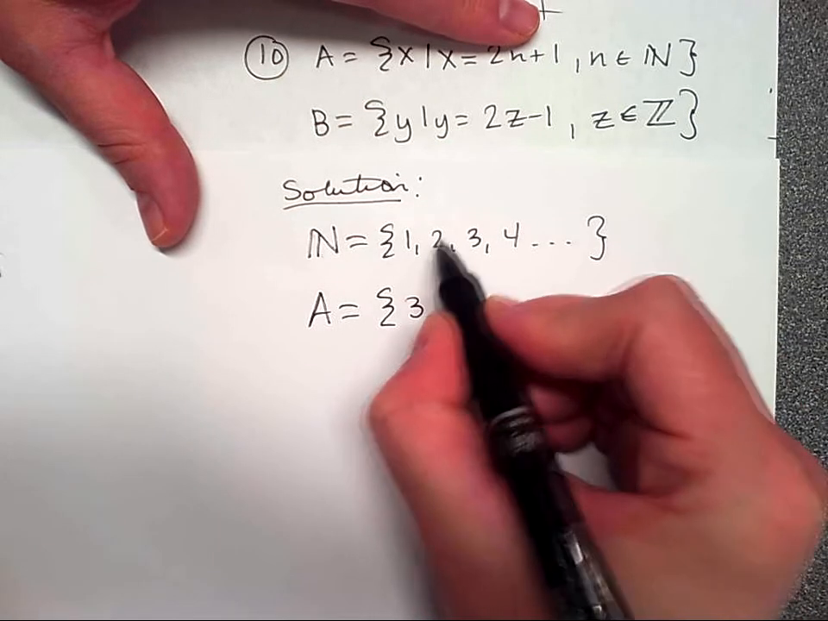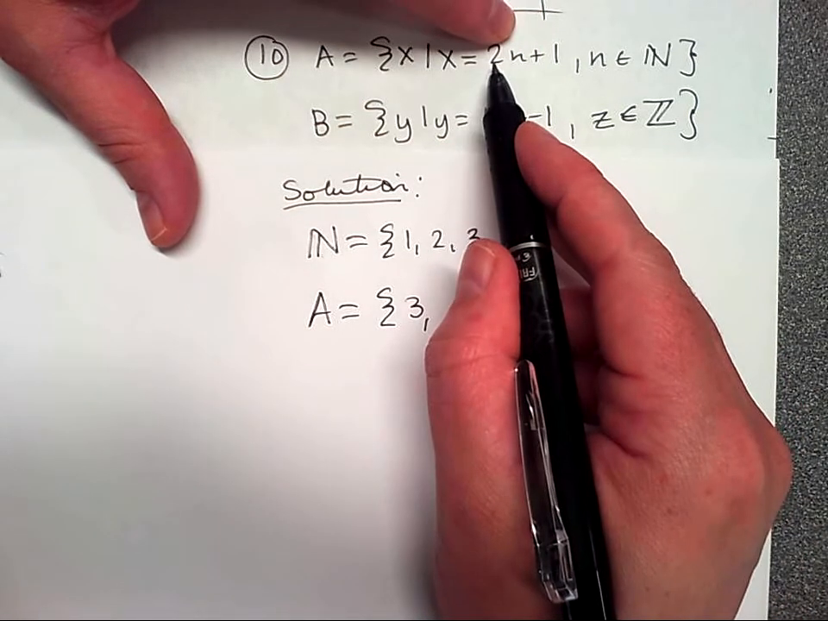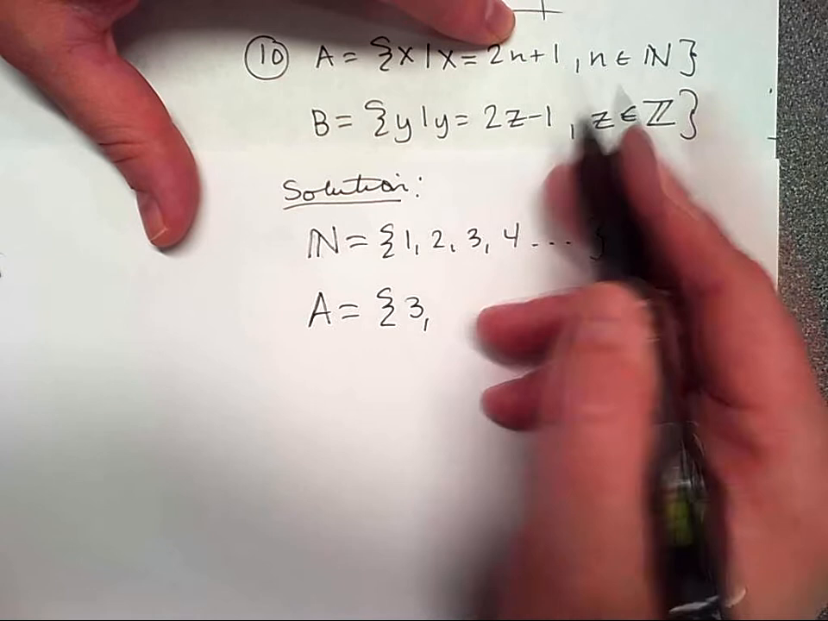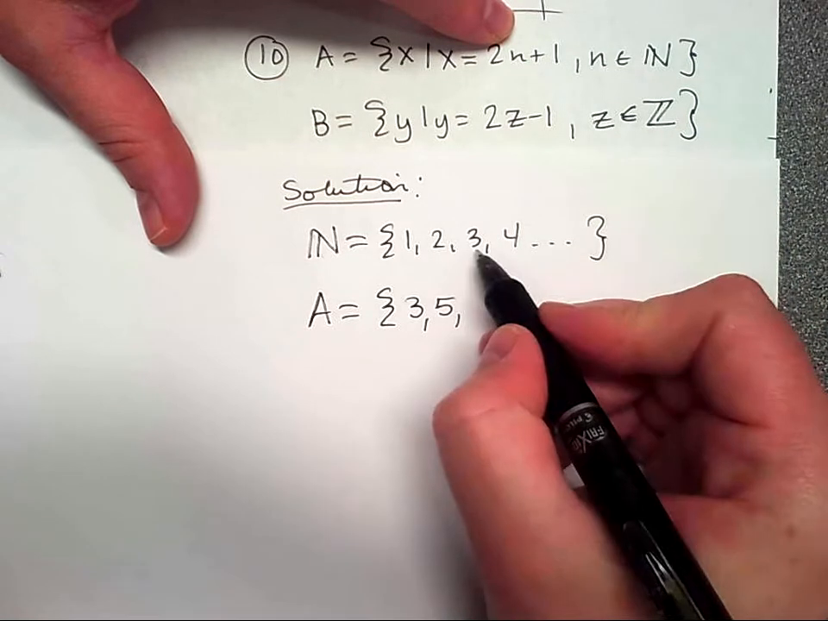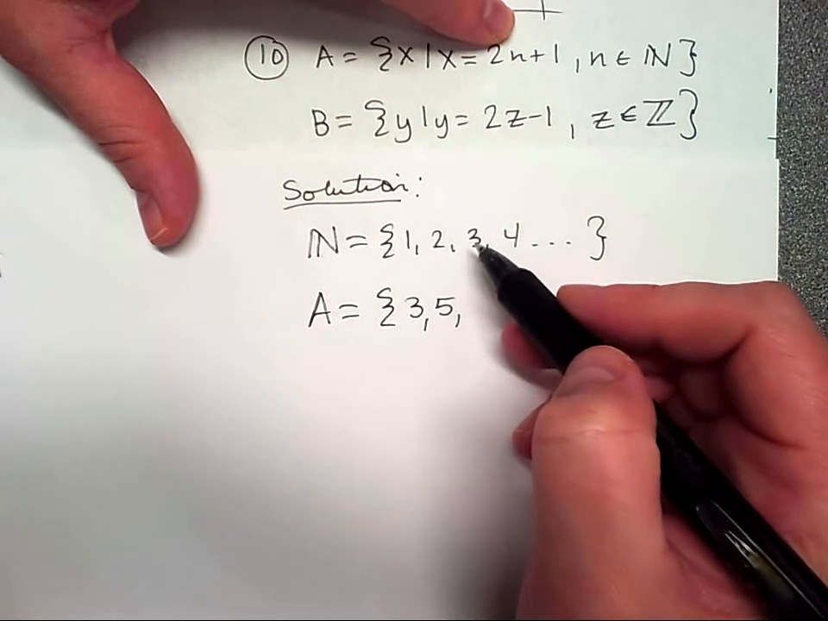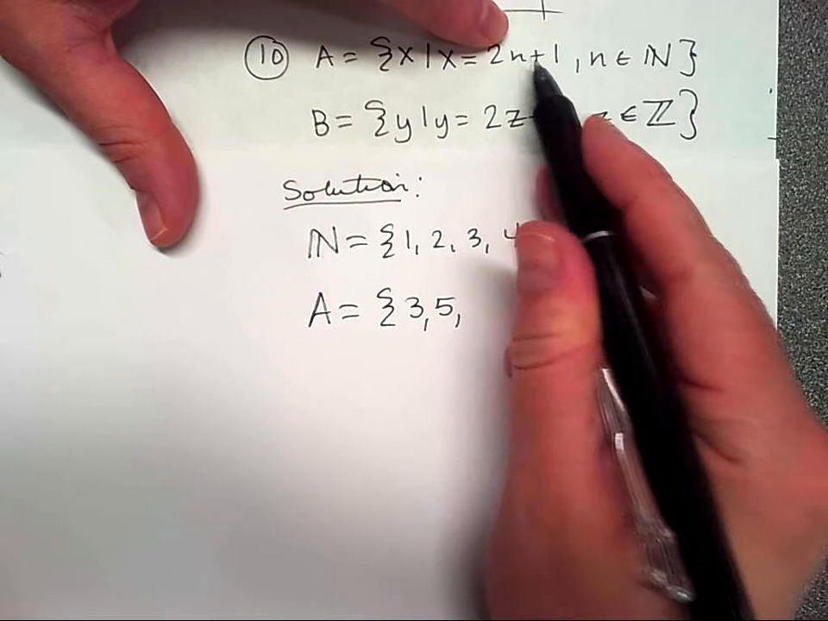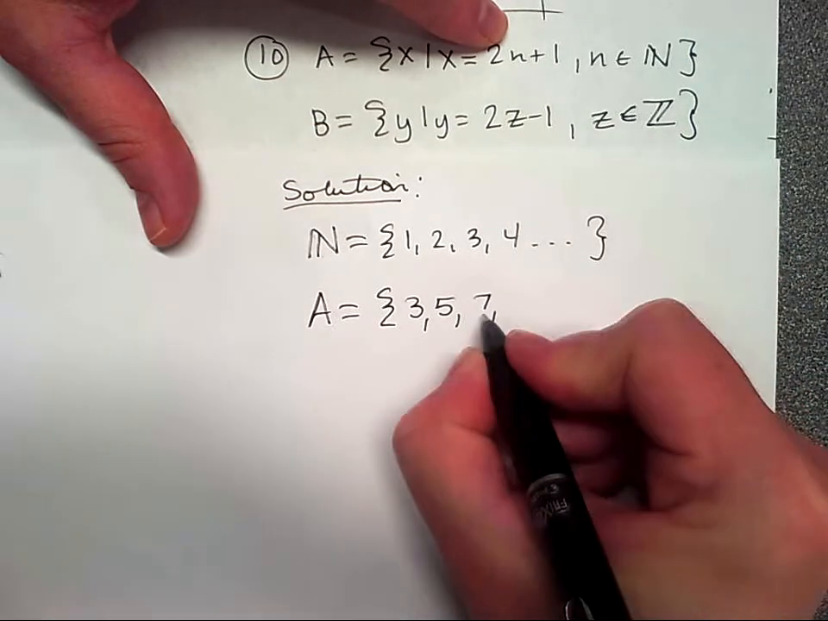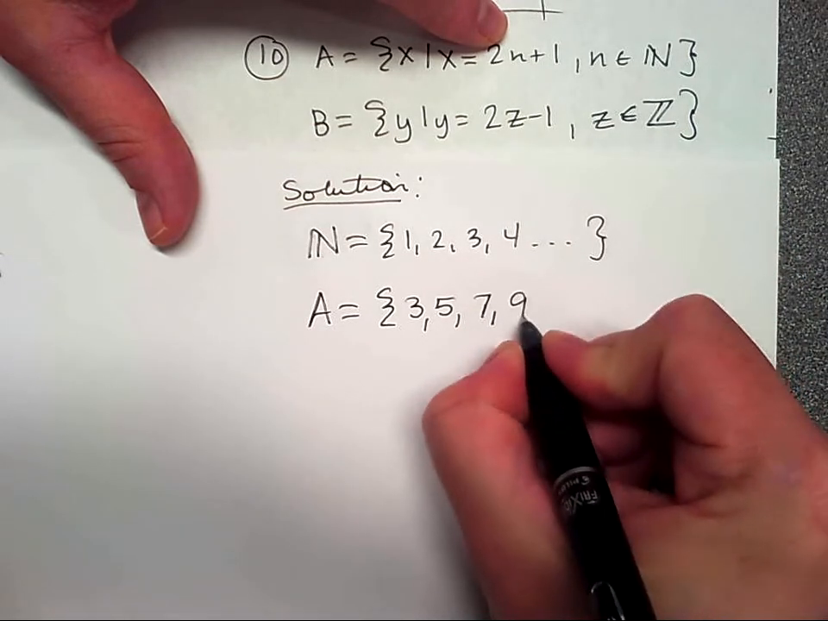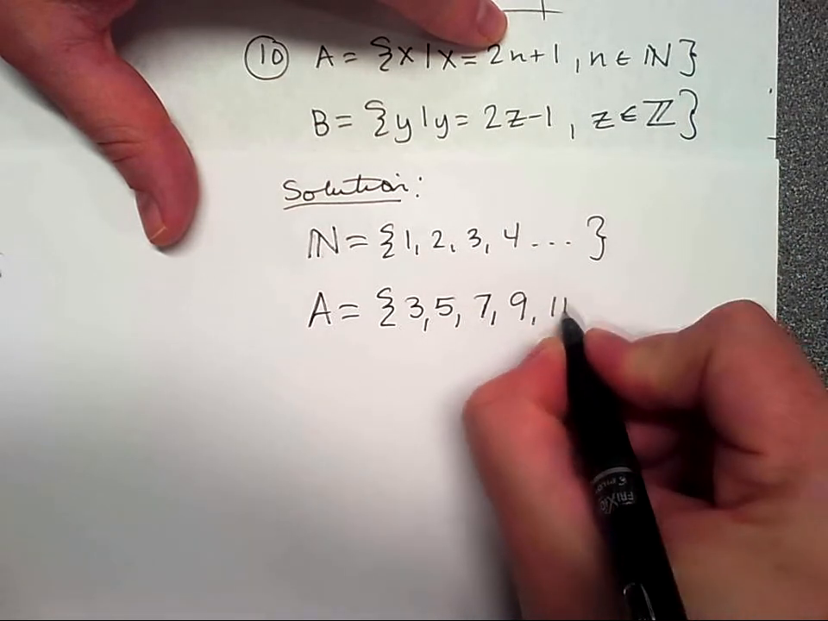I'm going to plug my next one in. 2 times 2 is 4, plus 1 is 5. Another natural number, another value of n is 3. 3 times 2 is 6, plus 1 is 7. What's my next number? 9. What's after that? 11, dot, dot, dot.